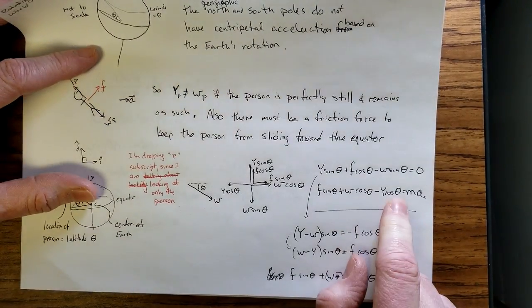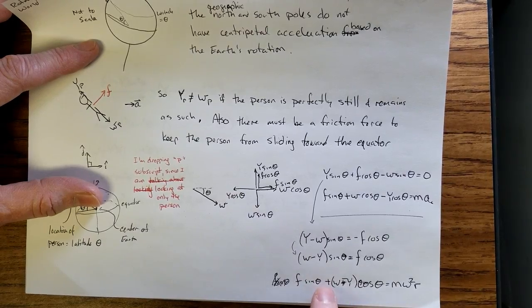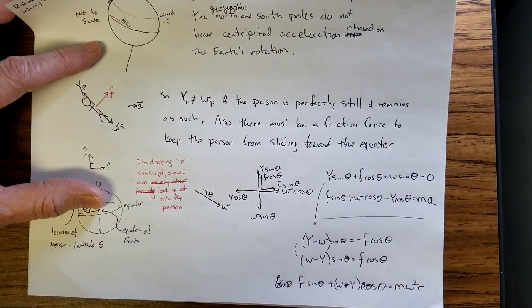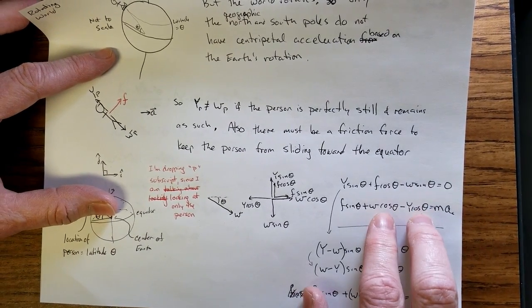So now on the second equation, I'm going to use omega squared r. And so I have f sine theta plus, and then again I'm going to separate the cosine and sine parts. So I end up with w minus y cosine theta for those two terms.